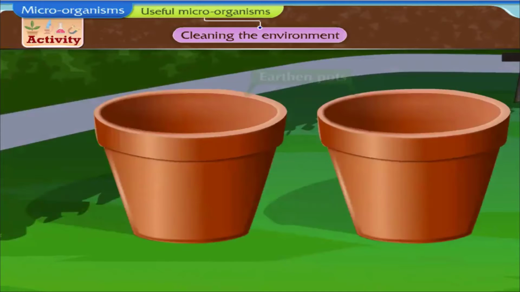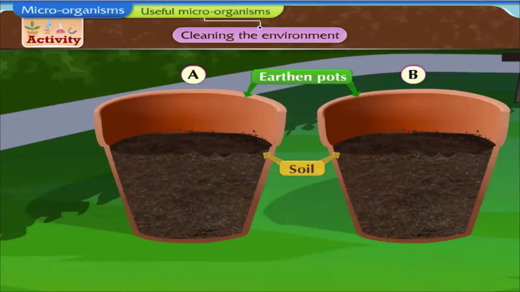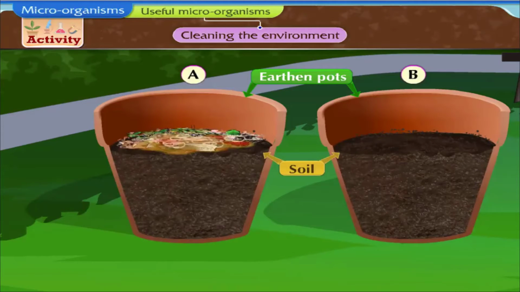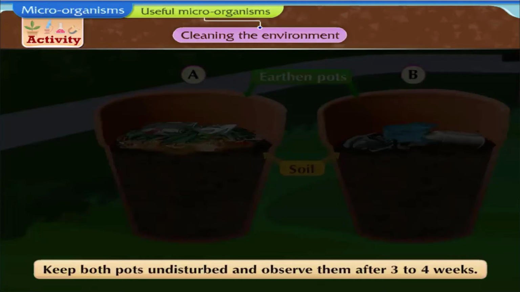Activity: take 2 earthen pots and label them as A and B respectively. Fill each of the pots half with soil. Mix some waste materials like garden waste, dung, fruit peels, vegetable stalks, paper scrap with the soil in pot A, and things like pieces of glass, scrap metals, plastic bags in pot B. Keep both pots at the same spot in the garden and observe them after 3 to 4 weeks.